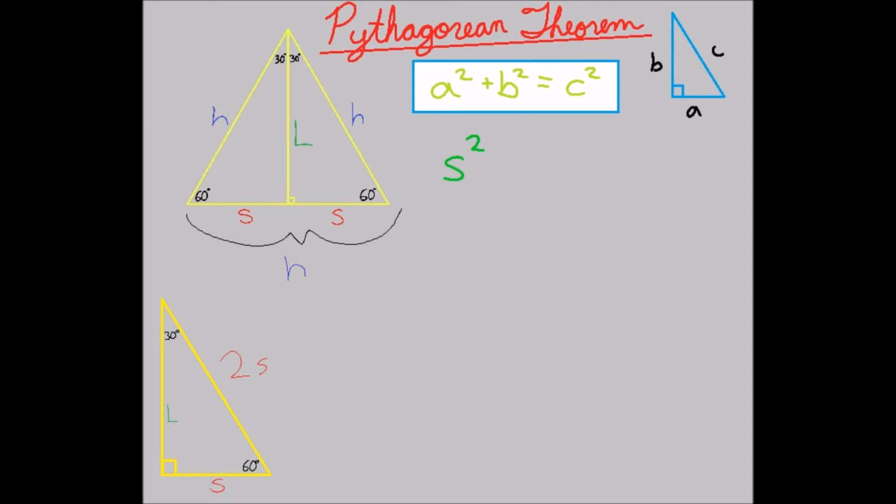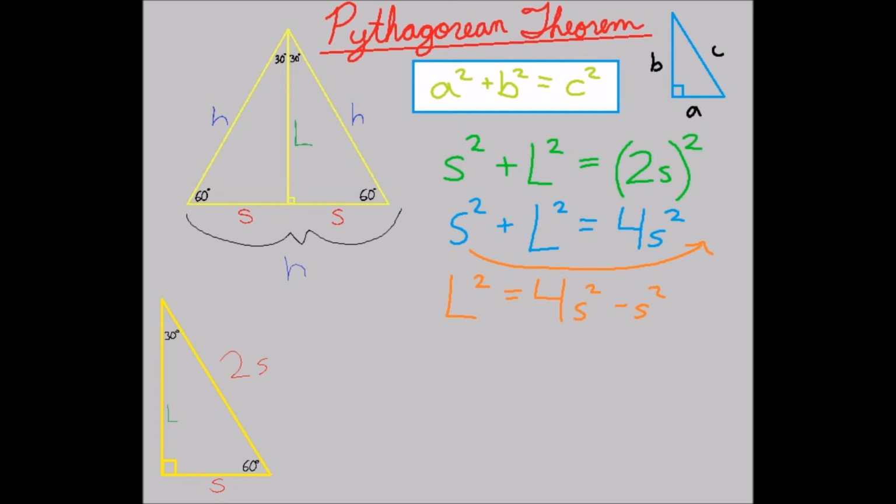Let A be S, let B be L, and let C be 2S. When substituted, it is S squared plus L squared equals, in parentheses, 2S squared. When you square the 2S, you get 4S squared. L squared equals 4S squared minus S squared. L squared equals 3S squared. Finally, L equals S square root of 3. That is the length of L.